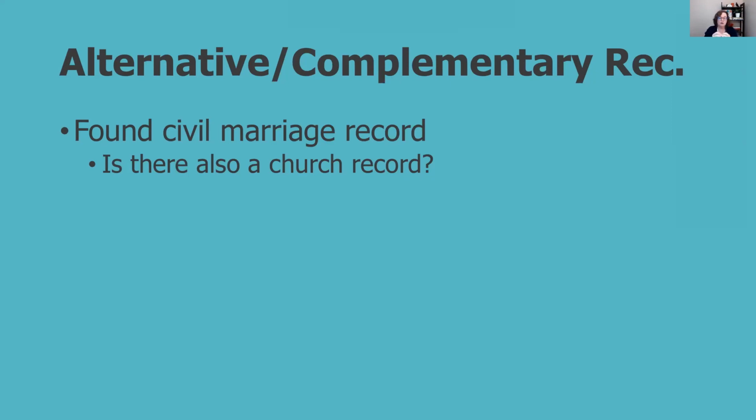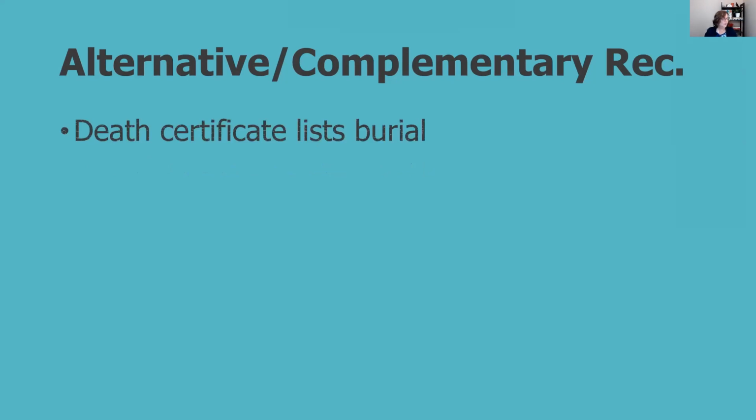So when we're looking in this discovery phase, this is discovering new records, what do we have, and pulling out as much information as we can to lead us into more records. Another example, let's say that you found the death certificate, and that death certificate lists where the person was buried. Well, okay, that's something else we can follow up on.